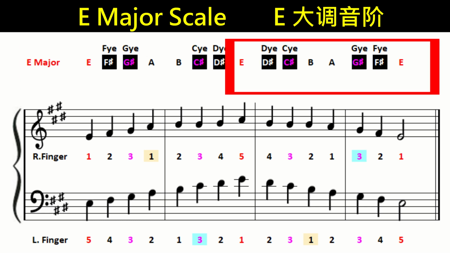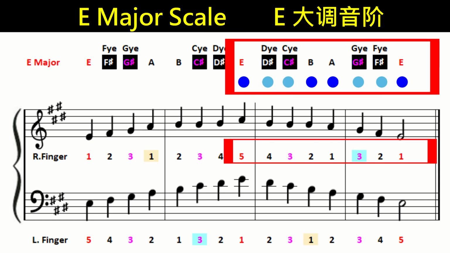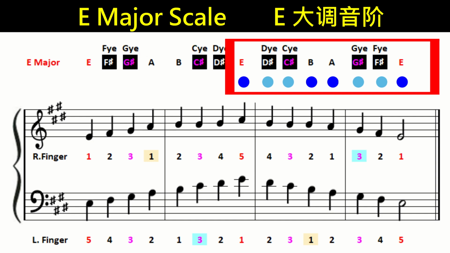The descending E major scale is E, D sharp, C sharp, B, A, G sharp, F sharp, and E. They are in the single sound system E, Di, Si, B, A, Gai, Fi, E. Fingering is again the same as in C and D major scales. Right hand is 5, 4, 3, 2, 1, 3, 2, 1, and left hand is 1, 2, 3, 1, 2, 3, 4, 5. Let's play on the piano.